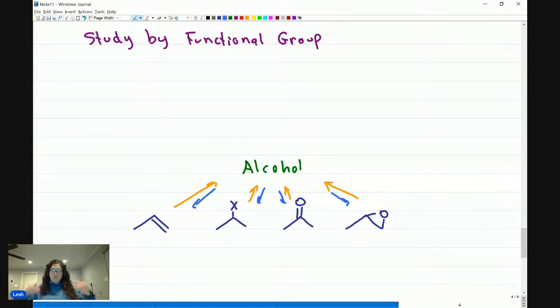So practice this, write it out. How do I go from the alcohol back to the alkene? Internal alkene, terminal alkene. How do I go back to an alkyl halide, terminal or internal? How do I oxidize it to a carbonyl? How do I turn it into an epoxide? That's a tricky one, but I want you to challenge yourself to try it. What can I do with that alcohol?